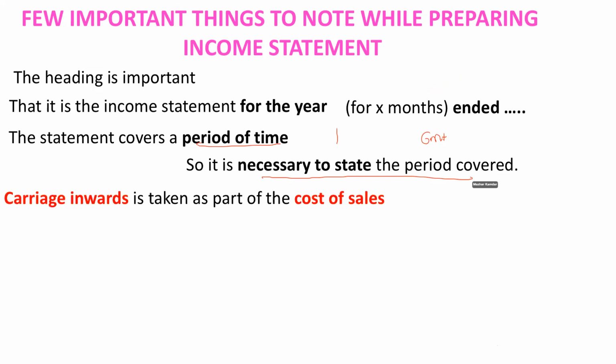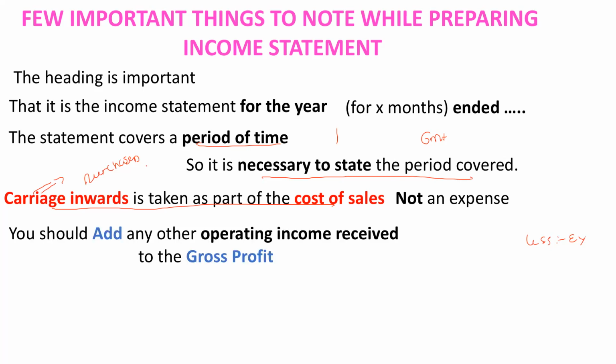Another thing, carriage inward is always taken as a part of cost of sales. Please remember, carriage inward is not an expense. So do not show it as less expenses. It should always be adjusted in the purchases. Add other operating income received to the gross profit. Okay? And you would deduct the other expenses from the gross profit.